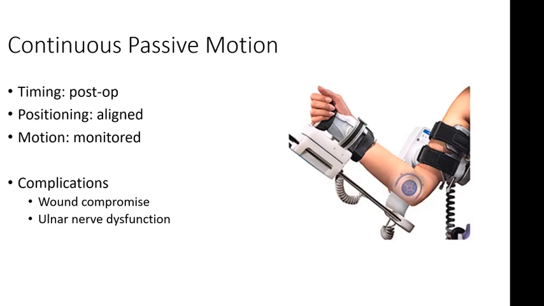Patients may need satisfactory pain control in the form of patient-controlled analgesia or regional anesthesia. Complications of this technique include increased bleeding and delayed wound healing, with some suggestions that the use of CPM machines exacerbates ulnar nerve irritation.